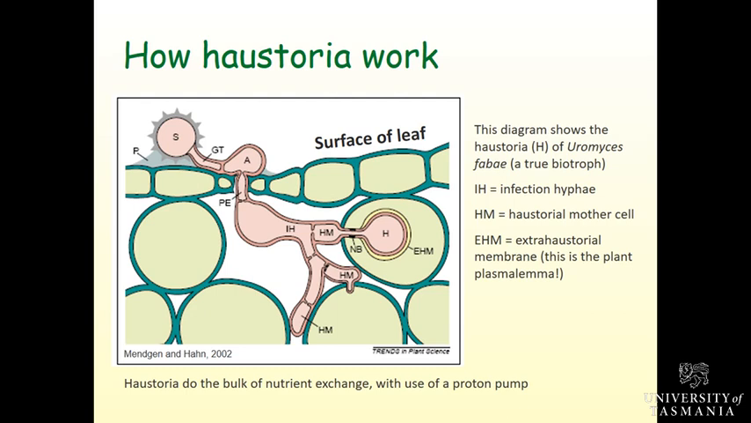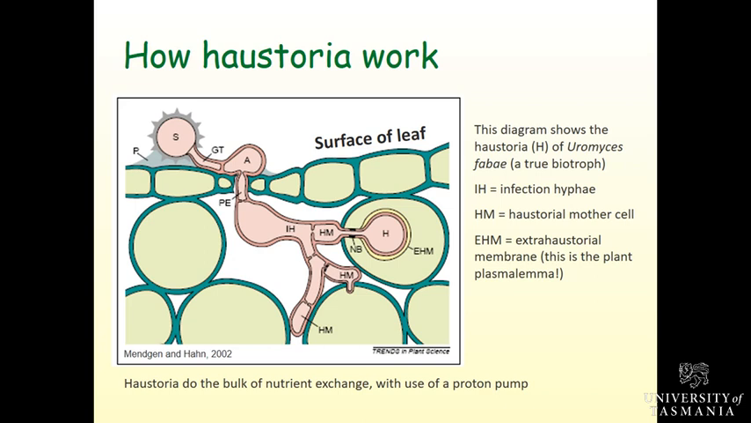How does a haustorium work? Here's a rust spore from a Uromyces. It germinates, here's your germ tube. It produces an appressorium, which is a specialised infection structure on the leaf surface. You get this penetration peg that forces its way through. And then you start getting this mycelial development inside the leaf itself.